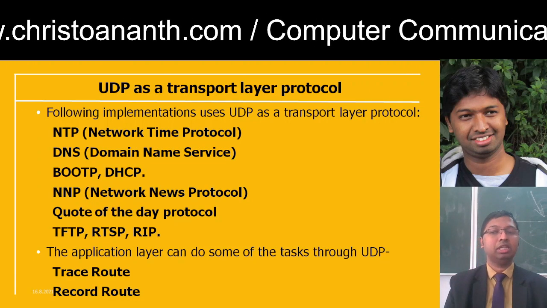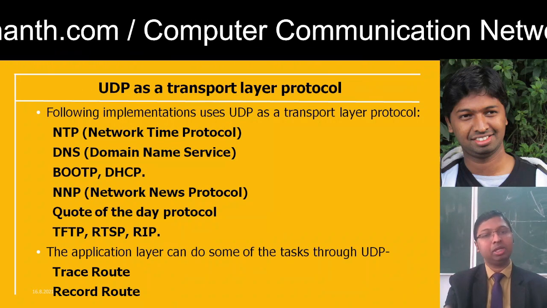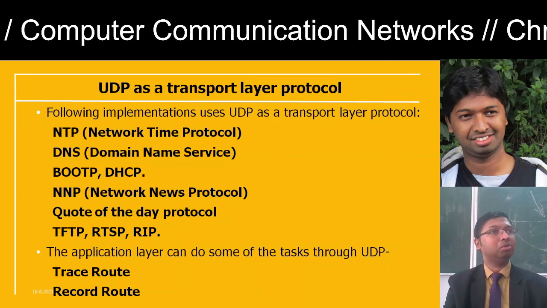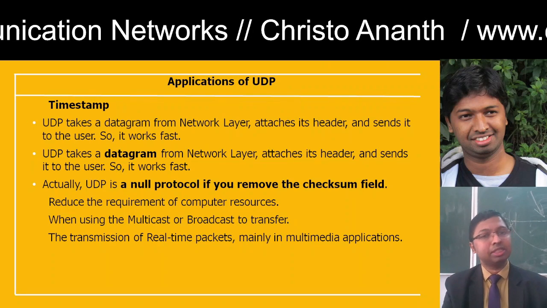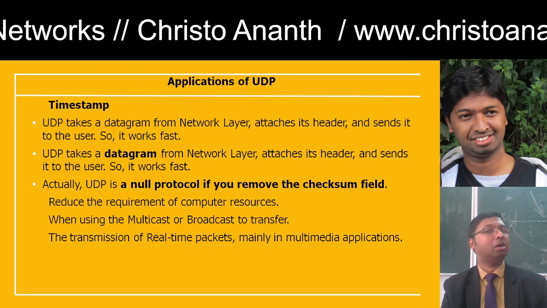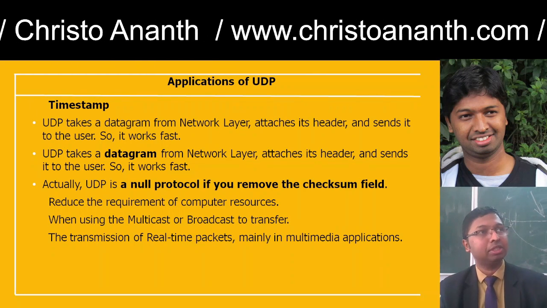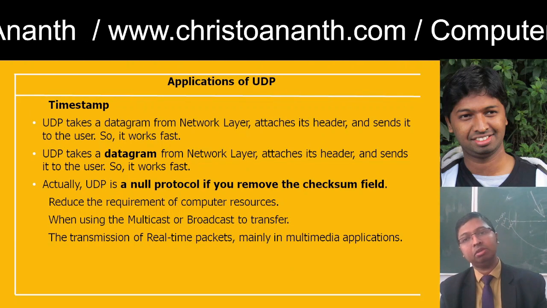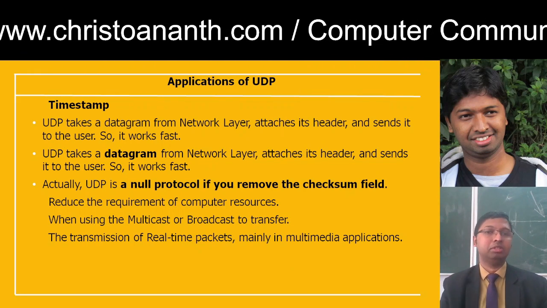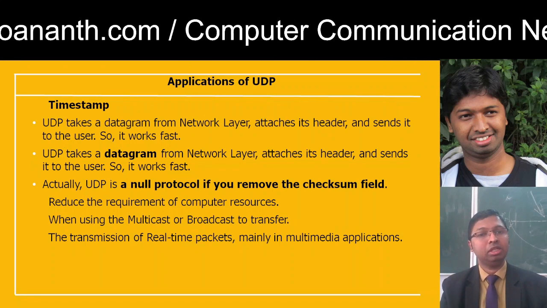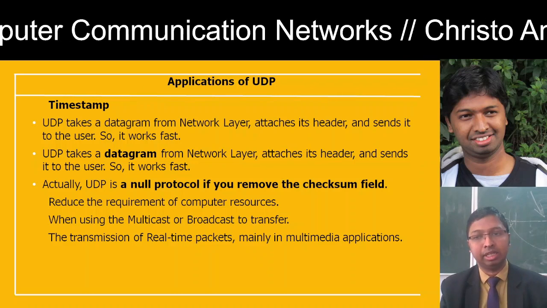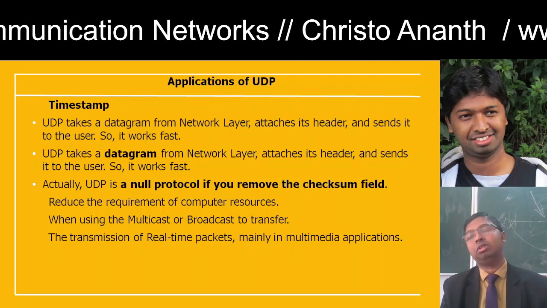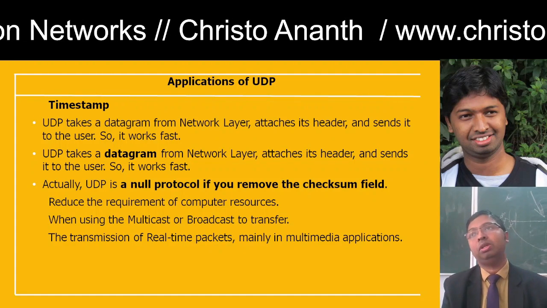Through the application layer, you can use it for traceroute as well as record route, and you can also use it as a timestamp event. This is how you can use it for network services in the network layer. It takes the datagram from the network layer, attaches its header, and sends it to the user. So the process is actually very fast.